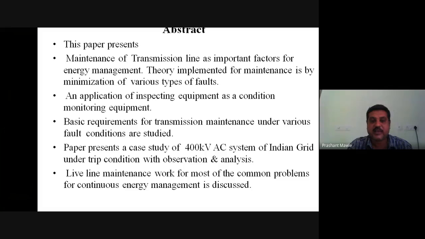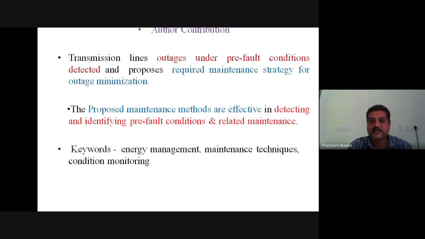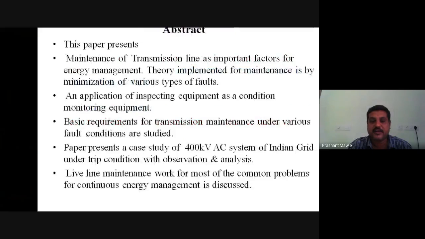Here, the basic requirement for transmission line maintenance under various fault conditions is studied in this paper. This paper also presents a case study of a 400 kV AC system of the Indian grid under trip condition with observation and various analysis. And I suggested live line maintenance work as the suggestion for the most common problem for continuous energy management.